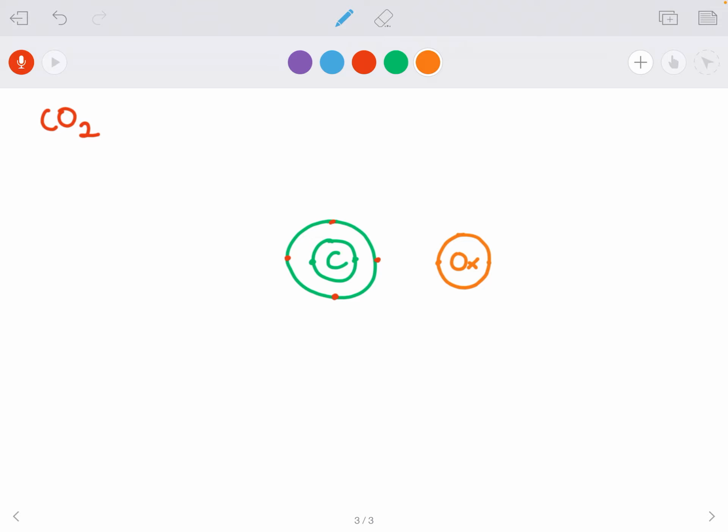So oxygen, inner shell, and then second shell. I'll use blue here. So we have 1, 2, 3, 4, 5, 6. Oxygen over here. 2 inner electrons.